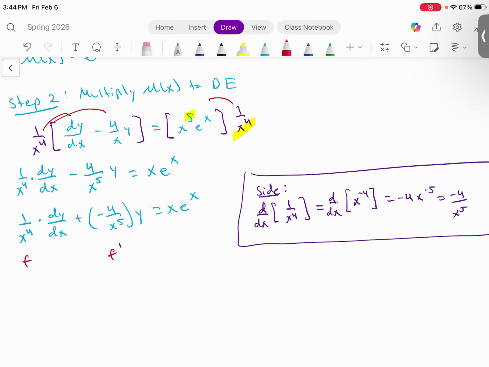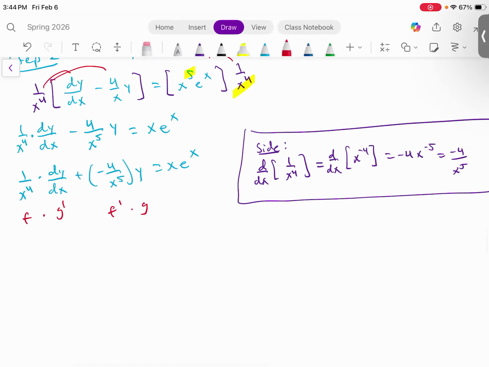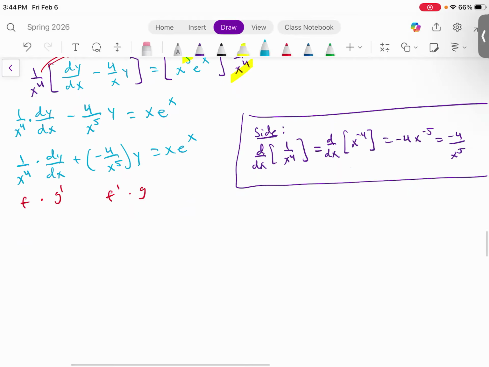But y is our g and dy over dx is our g prime. So this is the product, using the product rule, of 1 over x to the fourth times y. And our right-hand side stays the same.